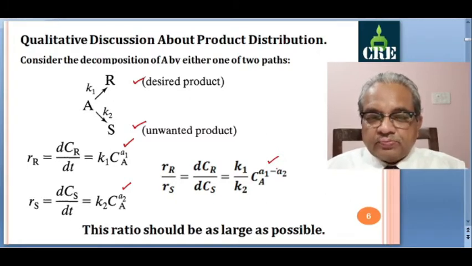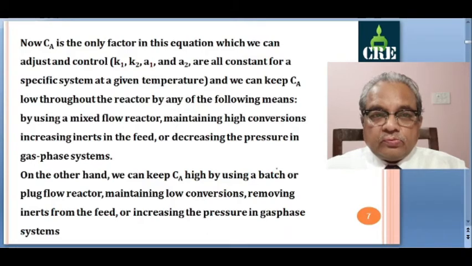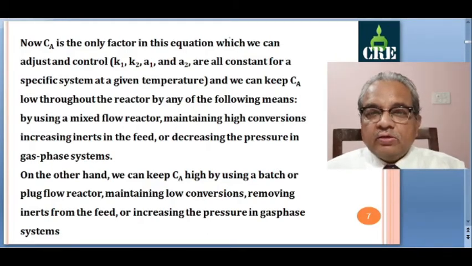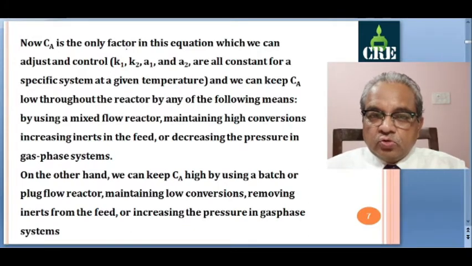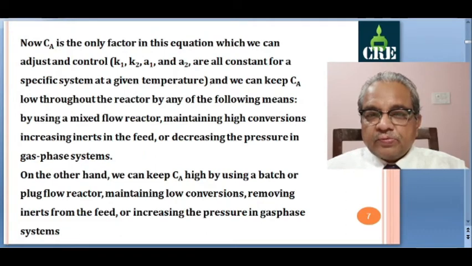Now if R is desired, what should I do? I have to maintain this ratio as large as possible. Then only the maximum amount of desired product is formed. Now Ca is the only factor in this equation which we can adjust and control. K1, K2, a1, a2 are all constants for a specific system at a given temperature. These are from the rate law. For a given reaction, this will be unique at a given temperature. So K1, K2, a1, a2 we cannot touch or manipulate. The only factor in our hands is Ca.